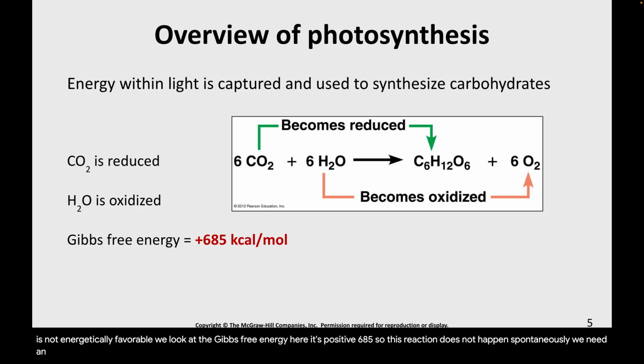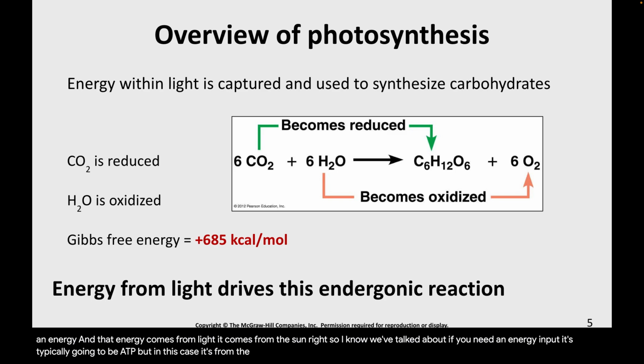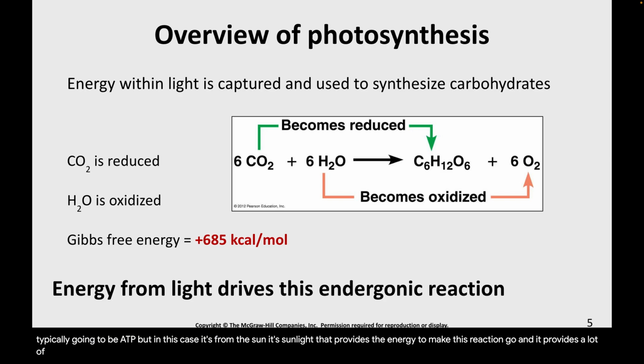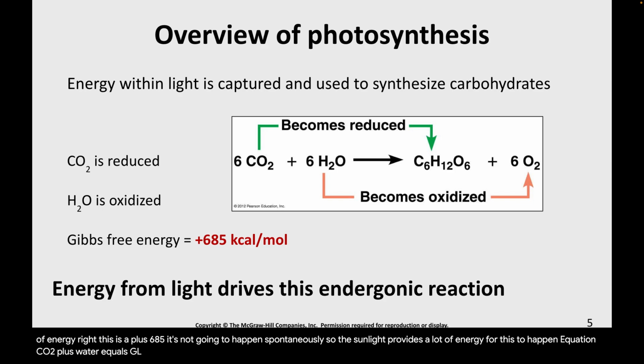We need an energy input here, all right? And that energy comes from light. It comes from the sun, right? So I know we've talked about if you need an energy input, it's typically going to be ATP. But in this case, it's from the sun. It's sunlight that provides the energy to make this reaction go. And it provides a lot of energy, right? This is a plus 685 Gibbs free energy, right? That's hugely endergonic. It's not going to happen spontaneously. So the sunlight provides a lot of energy for this to happen. Right, and again, that generalized equation, CO2 plus water equals glucose and oxygen.